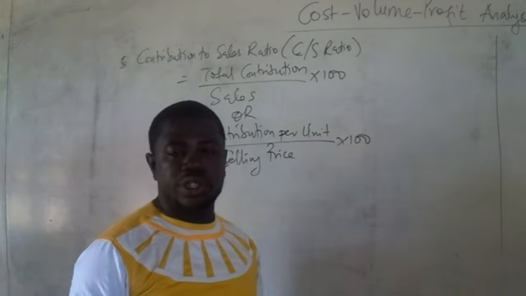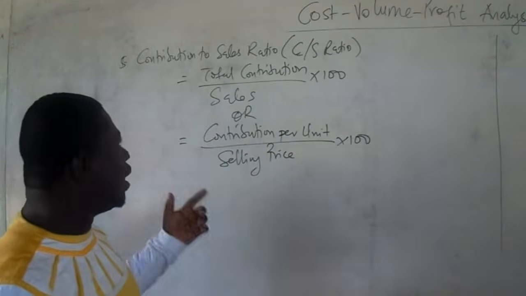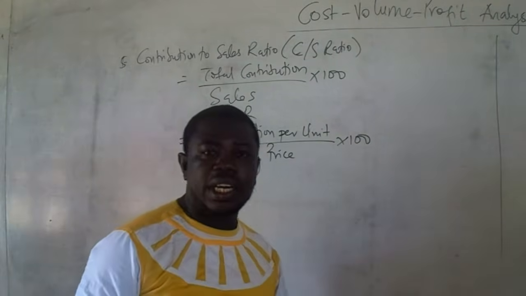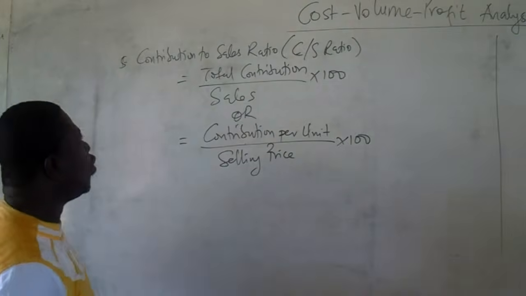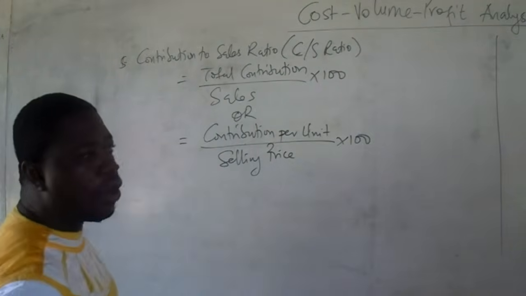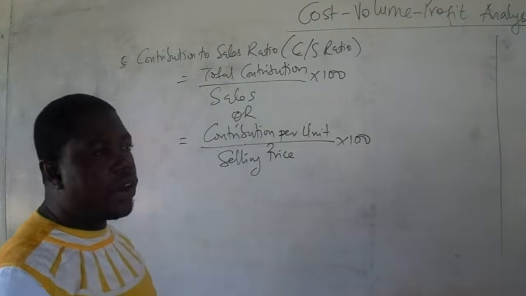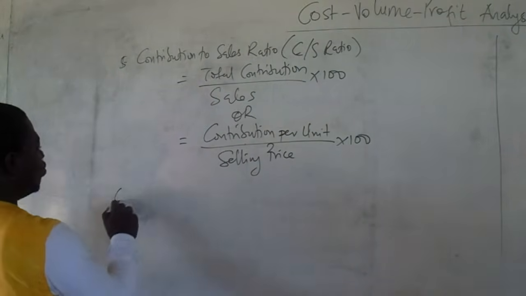The lower the CS ratio, the lower the profitability indicator. And so this is a profitability indicator. We use it to check the profitability of whatever we are producing. So get this formula also, because in the example that we are going to solve, we are going to look at how to apply all these formulas for decision making.